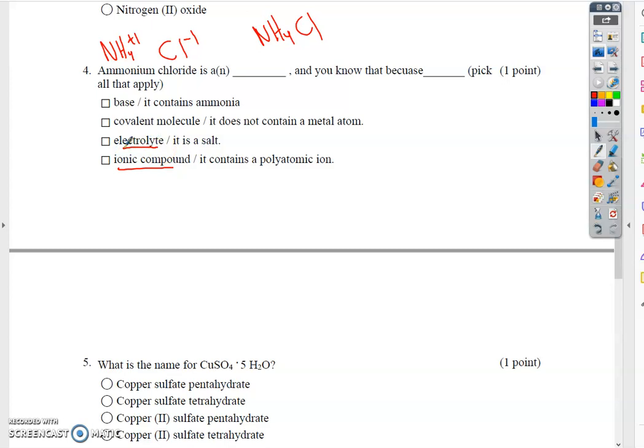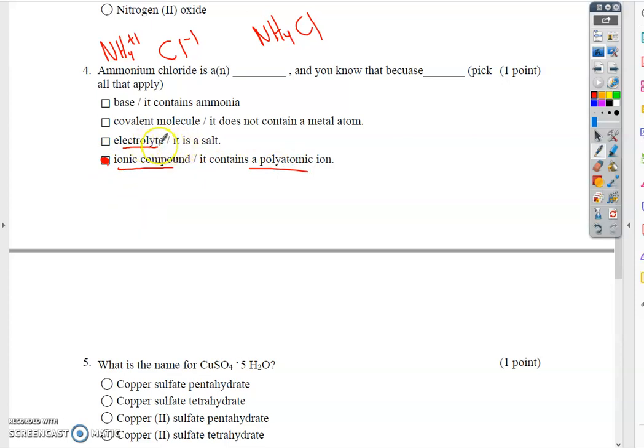So ionic compounds, you put them in water, they dissociate or deionize. It's basically saying they break apart into their ions, and that helps electric current flow through that solution. Now the other part of this, it does contain a polyatomic ion, so that part is good too. So this is one of the right answers.